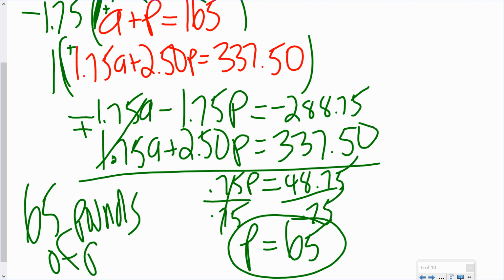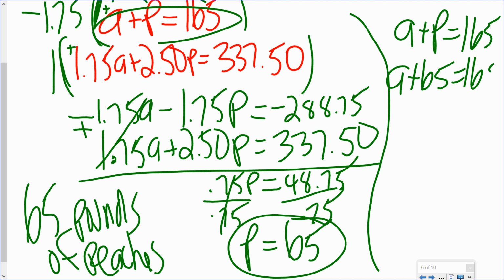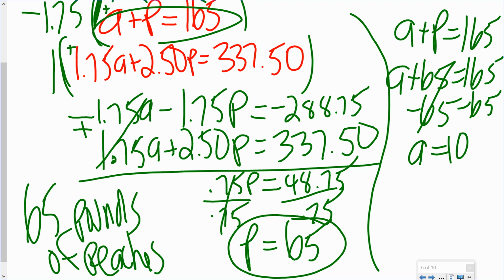Now, if it wanted me to also find the number of apples, I would then just substitute into one of the original equations. It'd be easier to do the items one, not the money one. A plus 65 equals 165, and A would be 100. Now again, it's not asking me for that in this particular problem, but if I needed to find both variables, then we just finish the procedure that we talked about yesterday. And that's really all there is to it.